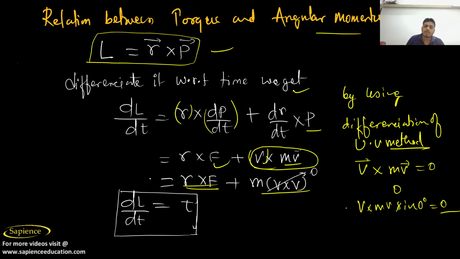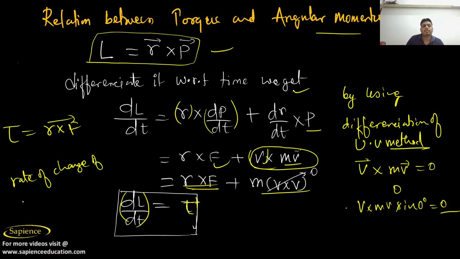So what is actually r cross F? See here, dL/dt is r cross F. We have already discussed torque is equal to r cross F. So r cross F can be written as torque. So we can write here the rate of change of angular momentum is equal to torque applied on it, the net torque applied on it.